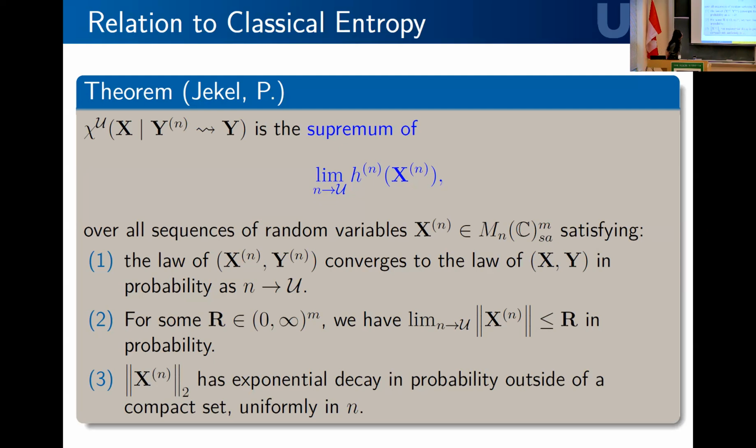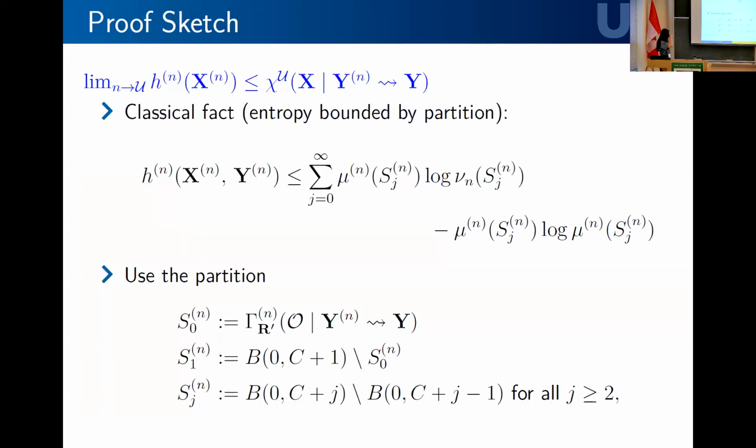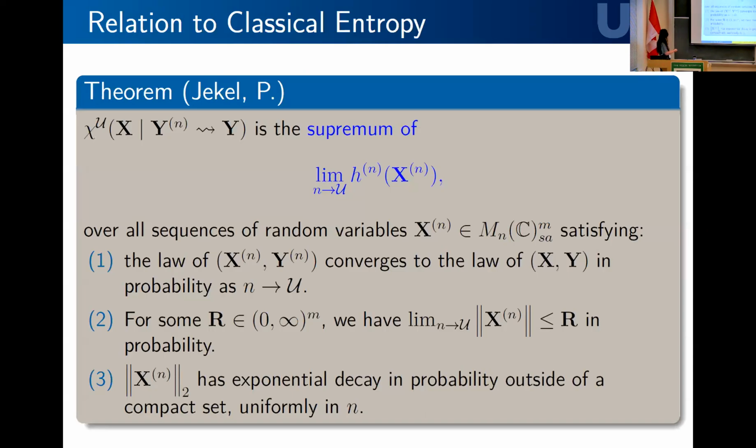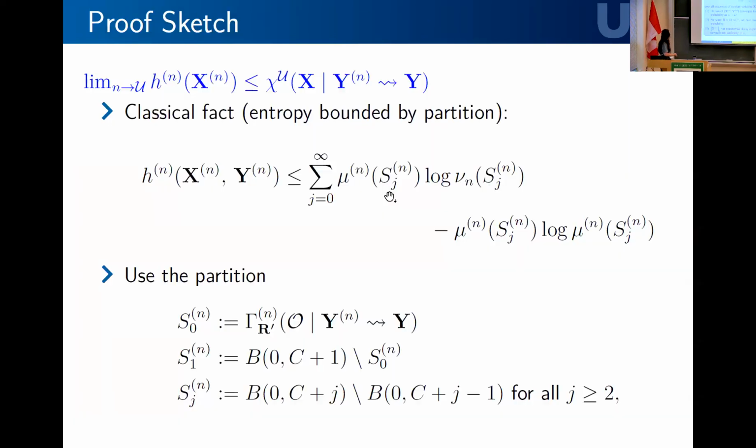I would like to sketch some of the ideas behind the proof of this. Of course, I'm trying to show equality of 2 things, the supremum of these objects, so I'll just do 2 inequalities. Assume I have some matrix microstates xn that satisfy properties 1 through 3. I want to show that this is bounded above by chi to the u.